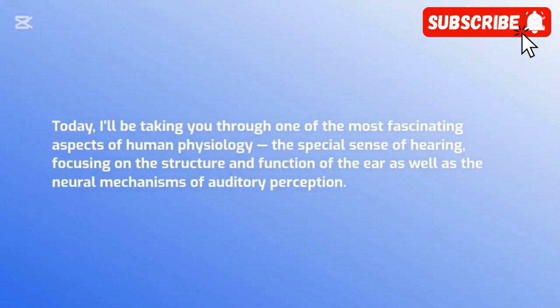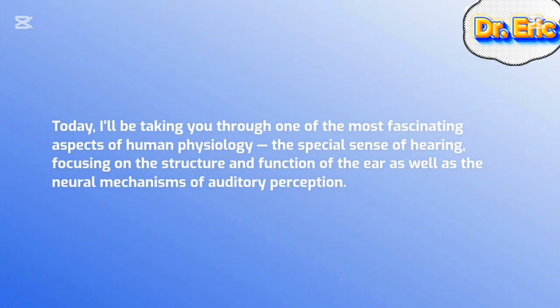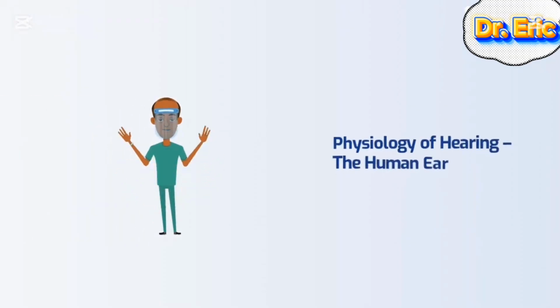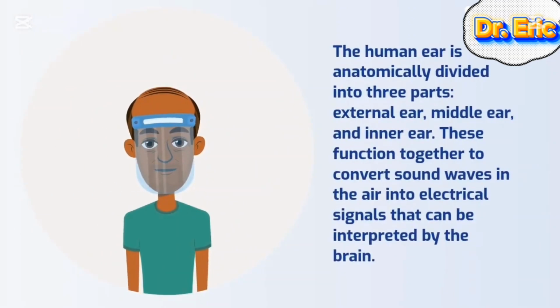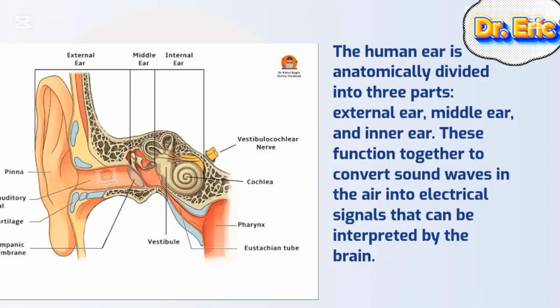Today, I'll be taking you through one of the most fascinating aspects of human physiology, the special sense of hearing, focusing on the structure and function of the ear as well as the neural mechanisms of auditory perception. Physiology of hearing, the human ear. The human ear is anatomically divided into three parts: external ear, middle ear, and inner ear. These function together to convert sound waves in the air into electrical signals that can be interpreted by the brain.